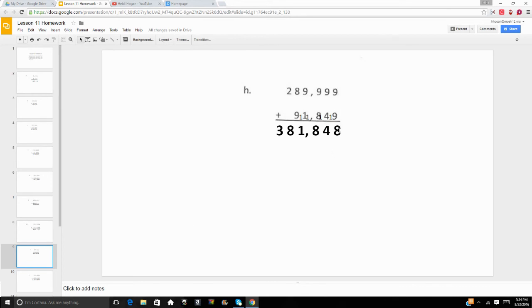9 plus 9. We should know our doubles. It's 18. We can keep the 8. We take that set of 10 and move it into the tens place. 9 plus 4 is 13, and 1 is 14. Can keep the 4, take that group of 10, and regroup it into the hundreds place. 9 plus 8. We've had that quite a lot, haven't we? 17 plus 1 is 18. Keep the 8, regroup the 10 into the thousands. 9 plus 1 is 10, and 1 is 11. Can keep 1 and regroup that set of 10 into the 10,000s.